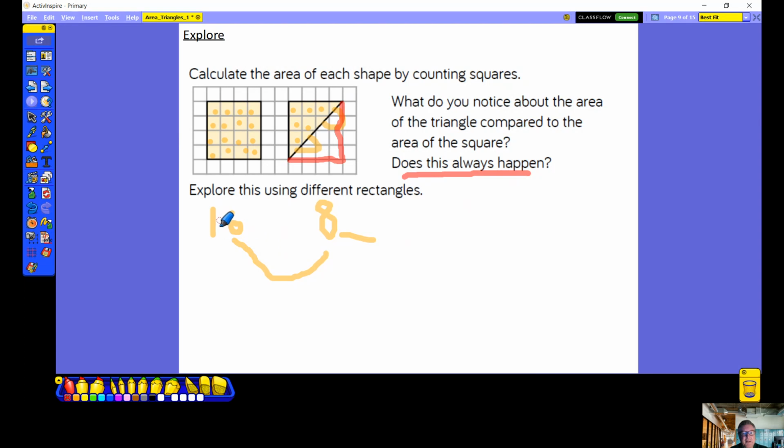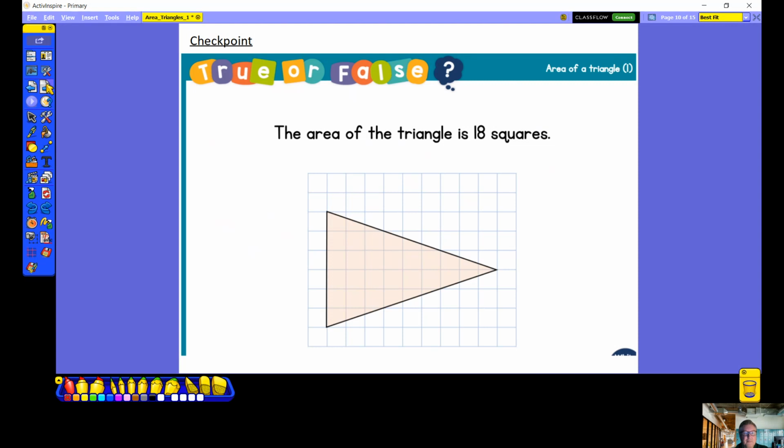To be absolutely explicit about this, 8 is half of 16. So you're always going to get that. Try it out. Checkpoint. So this will help decide where you start on the steps. The area of the triangle is 18 squares.